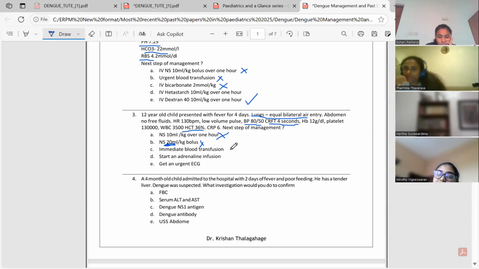Right? Immediate blood transfusion, he doesn't need a blood transfusion. Hemoglobin is normal. See, hematocrit is normal. It doesn't show any features of bleeding. Adrenaline infusion. Adrenaline is a vasoconstrictor, right? That might be useful, and it will improve the heart with inotropic and chronotropic effects. That might be useful, right? And then get an urgent ECG. Would that be useful? Yes. Urgent ECG is urgent. You do it very urgently.